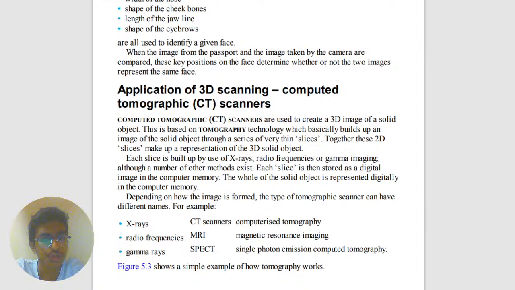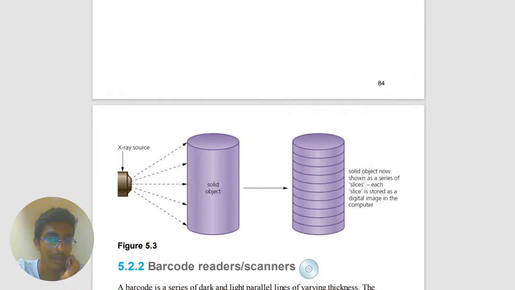But usually in O levels, I believe they don't even ask you that much detail, but instead you only need to know the fact that scanners simply convert some object to an electronic form which can be stored onto the computer. That's what you need to know, mainly.